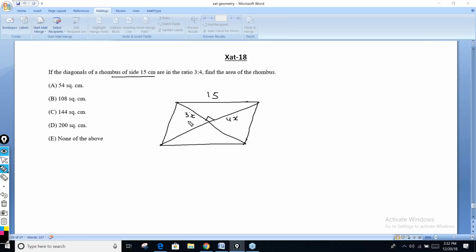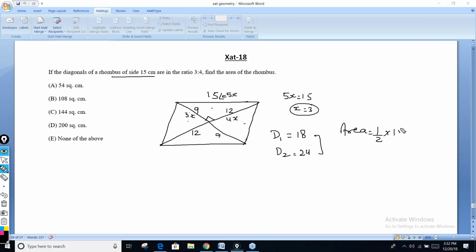So this is a right angle triangle, and the ratio is 3, 4, 5. So here this side will be 5x, and 5x denotes 15. So x is 3. If x is 3, this part will be 9 and this part will be 12. So the diagonals d1 and d2 are 18 and 24. So what is the area? Either you can use half d1 into d2, or you could find the area of 4 triangles, but obviously half d1 into d2 is easy. So 9 into 24, the answer comes out to be 216. That was a very easy question. None of the above is the correct answer.